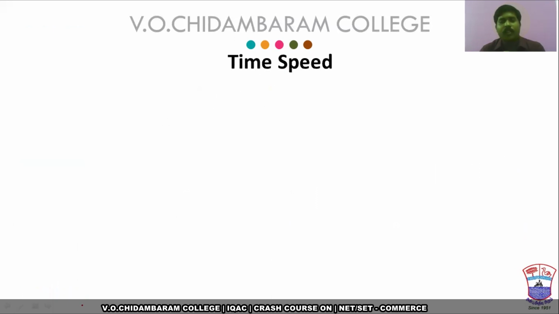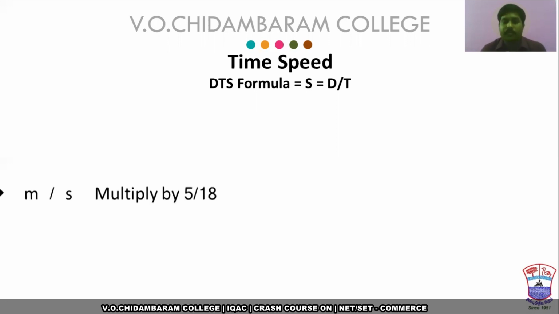So next, we are going to another interesting subject, time and speed, which we have studied in our earlier classes. Normally we use this formula, the DTS formula. So here the DTS formula is nothing but distance by time is equal to speed. This is known as the DTS formula. D for distance, T for time, S for speed. D by T is equal to S.